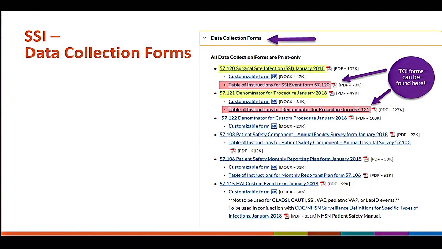Next, we have the data collection forms. Here you can find data collection forms and their tables of instructions, or TOIs. This is where you'll find the SSI event form and the denominator procedure form. And remember, that's one of our objectives today, is to learn how to fill these out. The most important thing to remember about this section is that when you're filling out the forms, utilize the table of instructions. There's a lot of really useful information that will help you understand how to fill out those data fields and give you definitions on what's needed to accurately obtain that data.